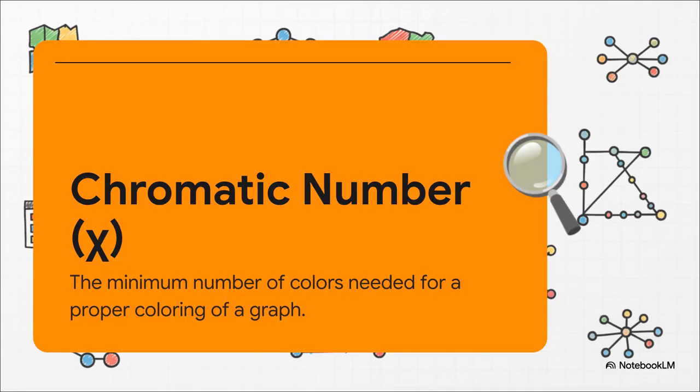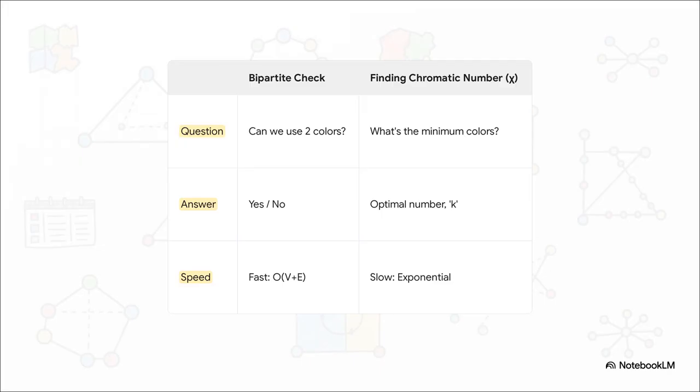The question we're asking is fundamentally different now. We're not just asking, can we do it with 2 colors? We're asking, what is the absolute rock-bottom minimum number of colors required to color this graph? And that number has a special name, the chromatic number. Finding it is one of the most famous problems in this field, because that tiny change in the question makes all the difference. I mean, just look at the comparison here. The bipartite check is a simple yes or no question, and we get the answer fast.